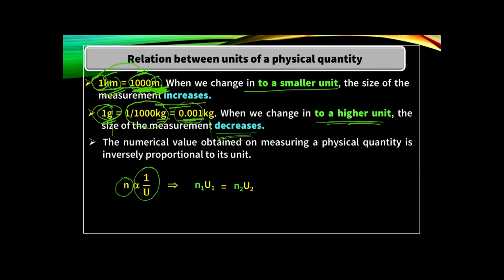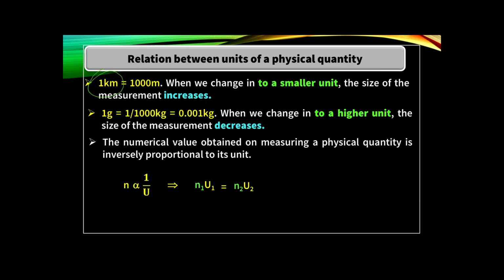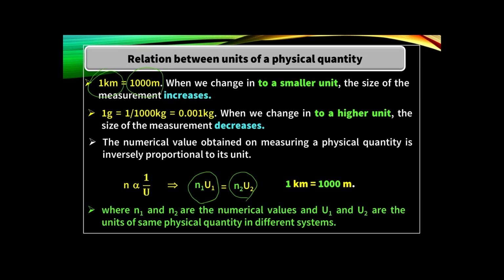If you go for a smaller unit, the size becomes higher. The same thing can be written in mathematics like this. Number and the unit. 1 kilogram equals number and unit in another unit. 1000. 1 unit, another unit. N1 stands for number in 1 unit. N2 stands for number in another unit, kilometer, meter.